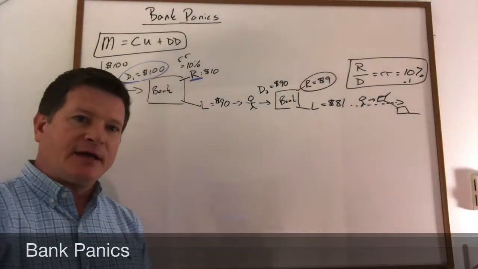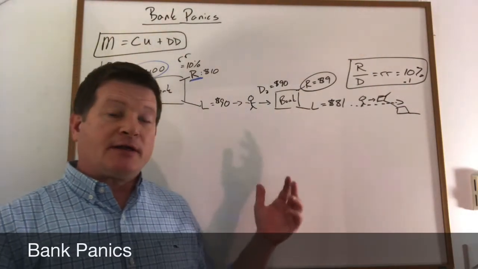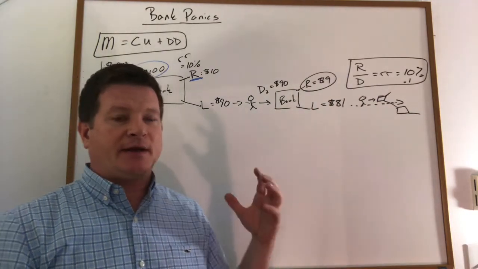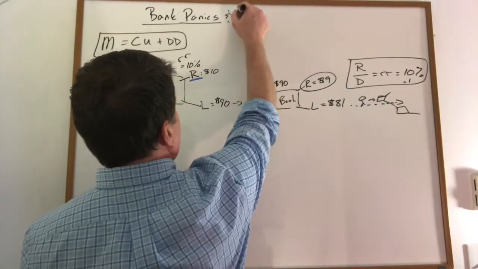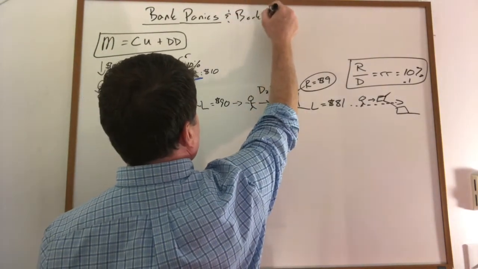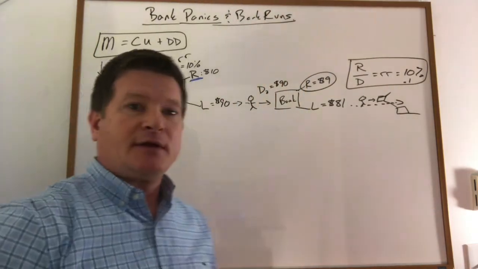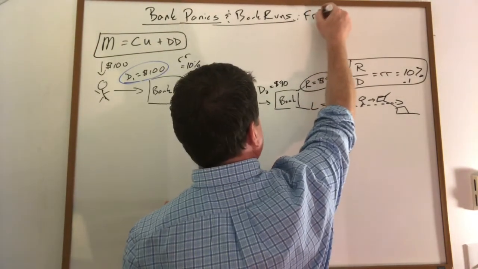This lecture is on banking panics. Following our lecture on the banking multiplier, it's easy to see why a bank panic and a bank run, bank panics and bank runs, can happen in this system.